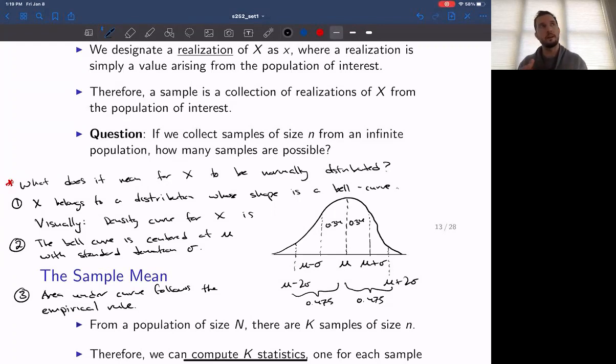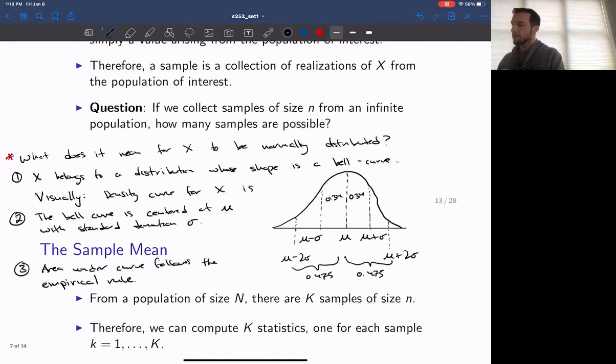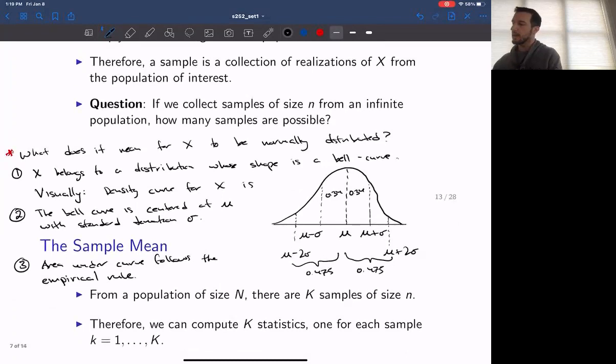Okay, so when you collect a sample, you have a collection of values from that population. We would consider those to be realizations. A very brief question is, if we collect samples of some size from an infinite size population, how many possible samples could we have? Well, we would have an infinite number of samples. If you have a population with an undefined size or an infinite size, you can never run out of information, so you could have an infinite number of different samples.